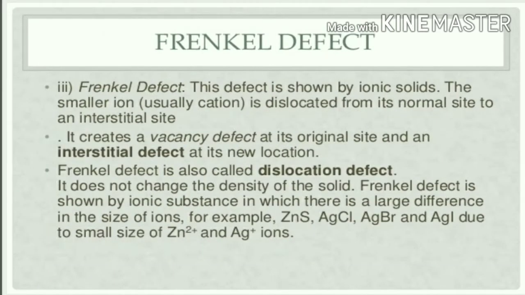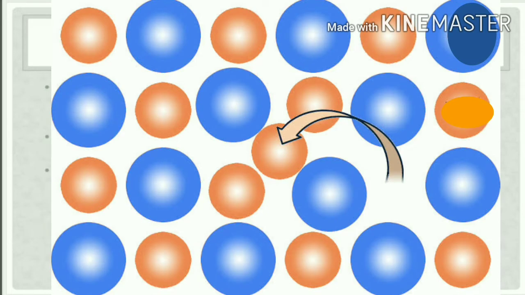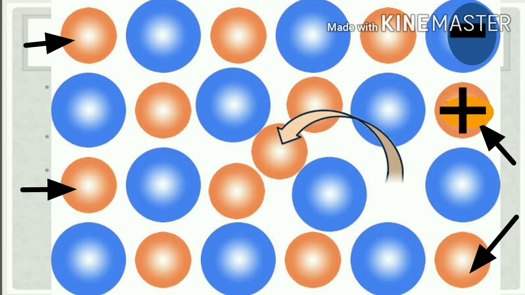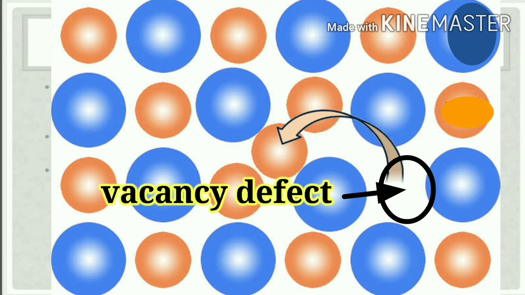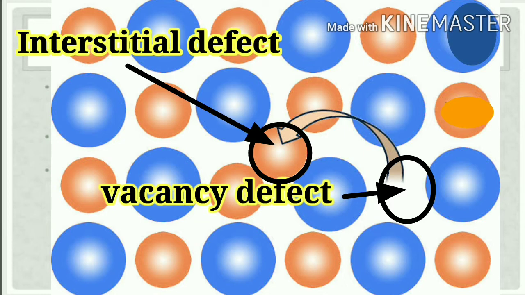So, Frenkel defect. This defect is shown by ionic solids. The smaller ion, usually the cation, is dislocated from its normal site to an interstitial site or void. It creates a vacancy defect at its original site and an interstitial defect at its new location. Frenkel defect is also called dislocation defect. It does not change the density of the solid.